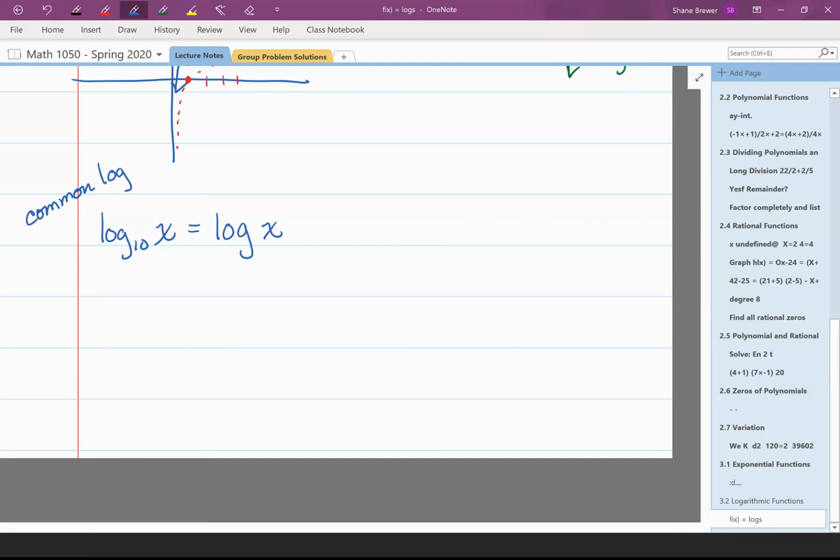You will see this on your calculator. Your calculator has a log button. That's log base 10. All right? Your calculator does not have a log base 3 or a log base 2 button. Calculator can't do those. Your calculator can do log base 10, and that's the log button. All right? So just be aware, if you just see log with no subscript, that is log base 10.